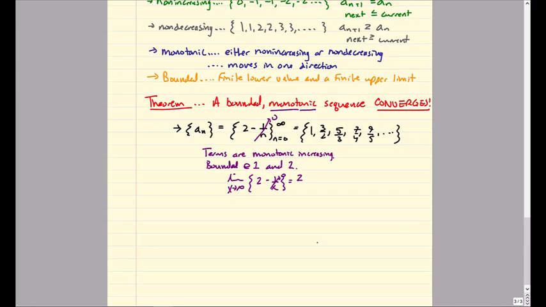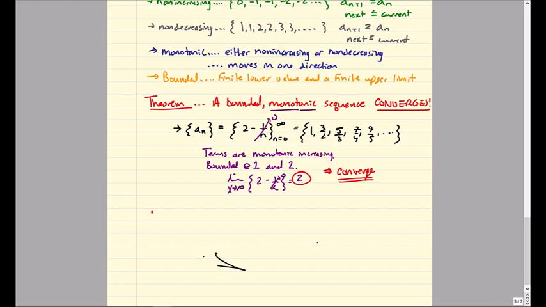So the implication here is these terms converge, meaning they're going toward a particular value, and the particular value they're going towards is 2. So that's what we have here. I have monotonic increasing and I have bounded behavior. Now another type of sequence that we're going to find often is called an alternating sequence.